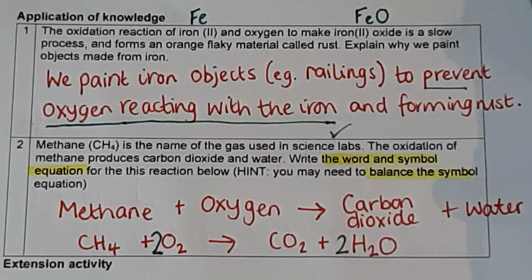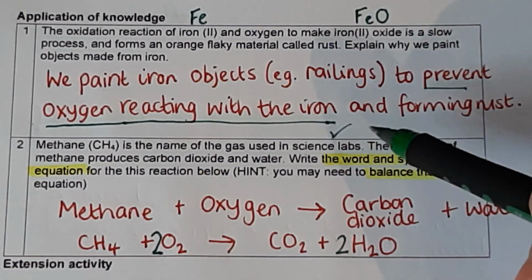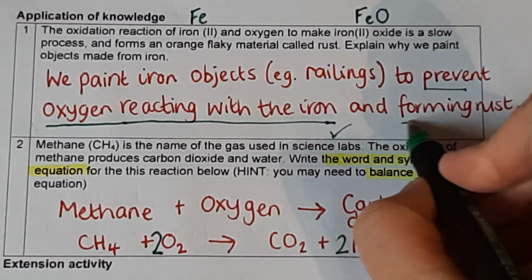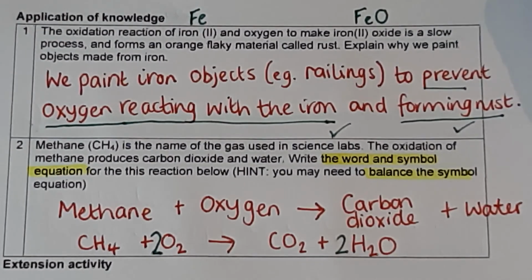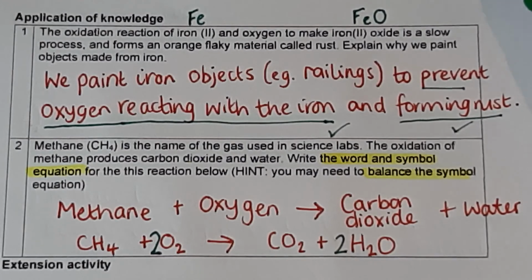So the idea that you need to stop the oxygen getting to the iron, and the idea that if it does, it's going to make rust, and rust is damaging because it causes the iron to flake away as iron oxide, and that's not good because eventually you will have no railings.